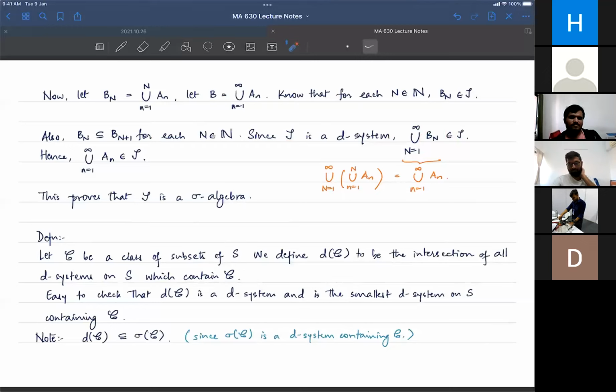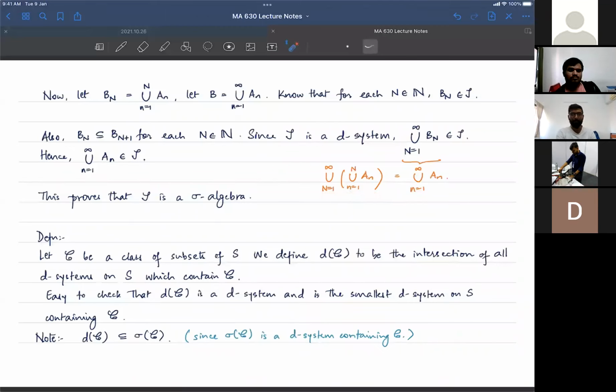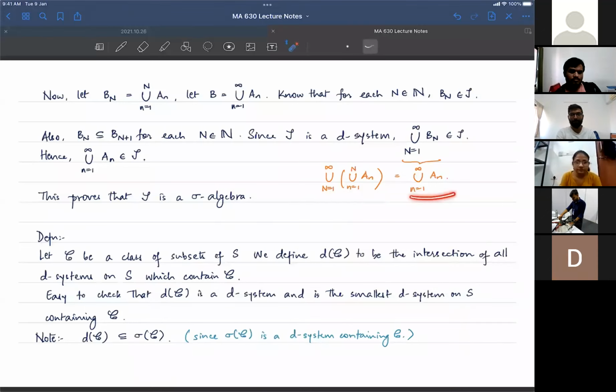Another way to see that is, suppose I take the union of Bn, n going from 1 to infinity. That is going to be the union over n from 1 to infinity of the union of An from 1 to capital N. And there is a lot of repetition here, but when you put all these together, you just get the union of An, n going from 1 to infinity. So what you get is that the union of An, n going from 1 to infinity, belongs to S. So yes, S is closed under countable unions. And that is the only thing left to prove that S is a sigma algebra. Any questions for this?